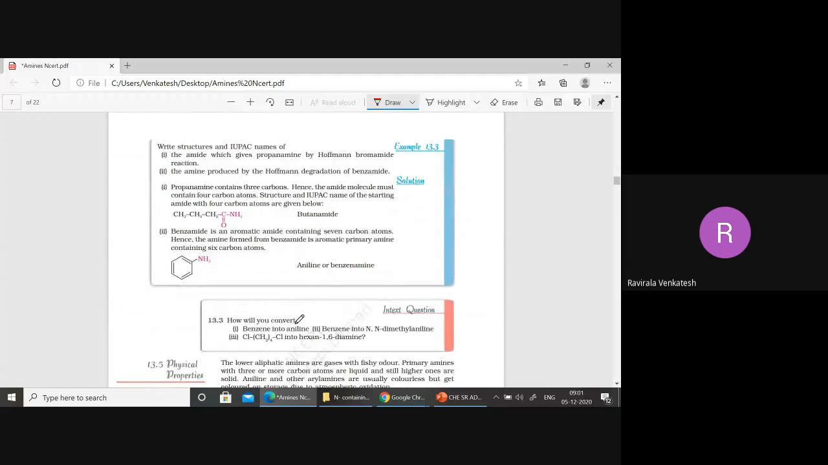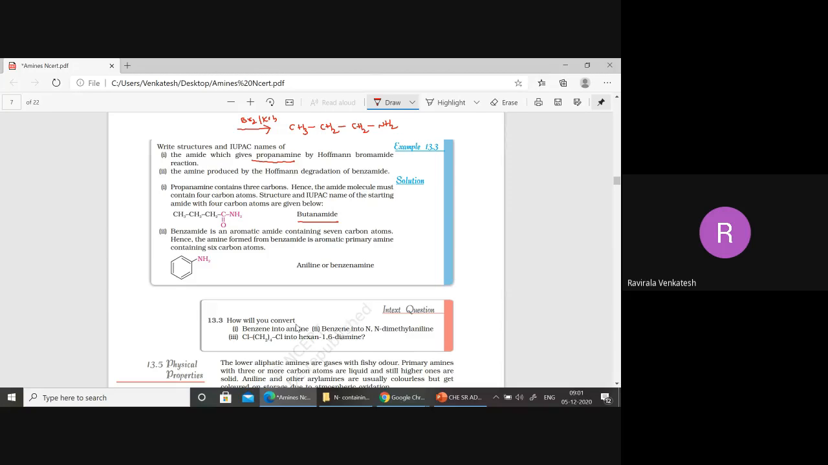Next one, if you observe the amide which gives propanamide by Hoffmann bromamide reaction: CH3CH2CH2NH2. This is called propanamide. Now, which is giving butane in Hoffmann degradation in presence of OH? So definitely it will be butanamide, right? The amine produced by the Hoffmann degradation of benzamide.